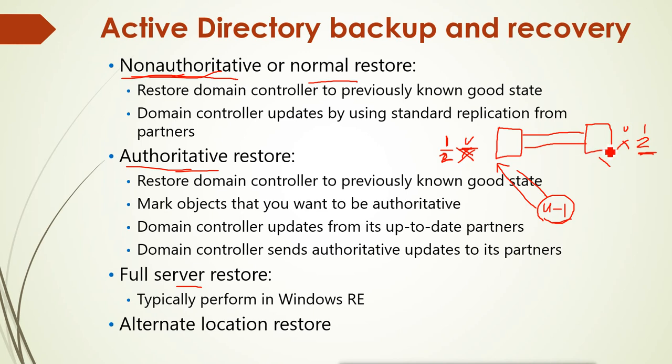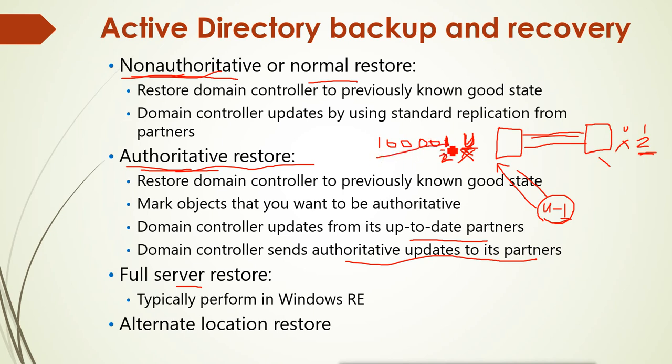In that case, we do an authoritative restore. When you do the authoritative restore, it will update the information from the partners, but it will also send the authoritative update to the partners. What is the authoritative update? When you do the authoritative restore, with this old object ID, it adds 100,000 to it. That means with this 1, it adds 100,000, so it becomes 100,001. The ID becomes 100,001 for this user account.